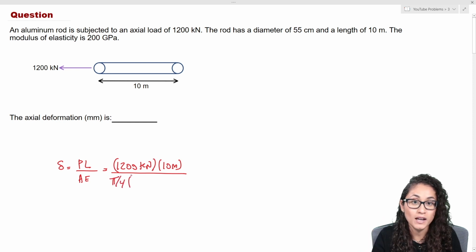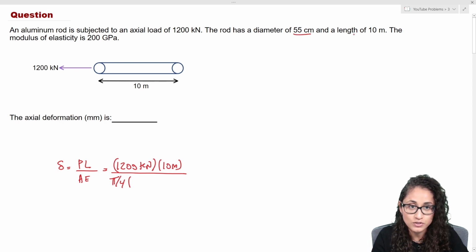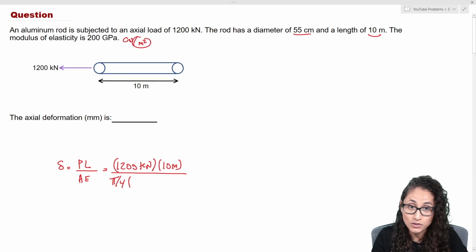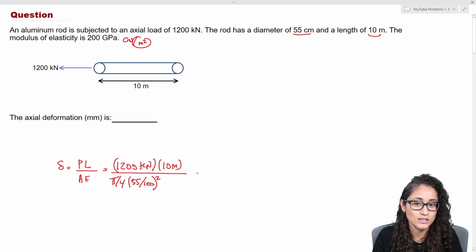Now, for the diameter, you need to be careful because here we were given the diameter in centimeters. The length is in meters. Gigapascal is the same as giganewtons per meter squared, so it has meters in it as well. So make sure that you convert this into meters. To do that, we're going to do 55 and divide it by 100, and then don't forget to square this term because it's d squared.